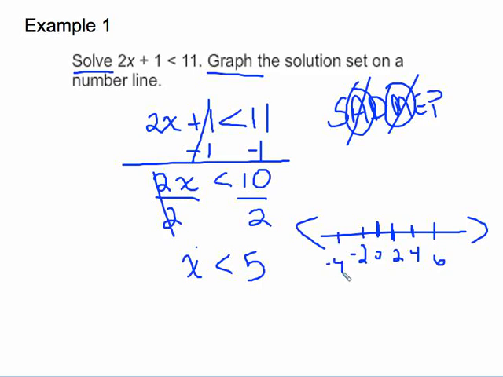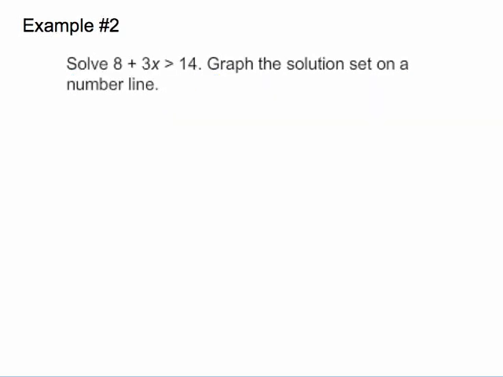So I always want to put 0 in the middle as best as I can, and I always want to scale a few numbers on the positive side and a few numbers on the negative side. Since it's x is less than 5, I know that 5 falls between 4 and 6. Since it's a less than, that's an open circle, and I'm going to shade to the left. Okay? All right, let's try another example.